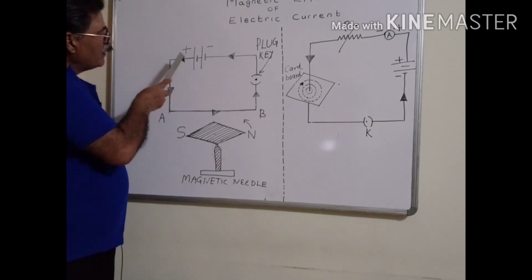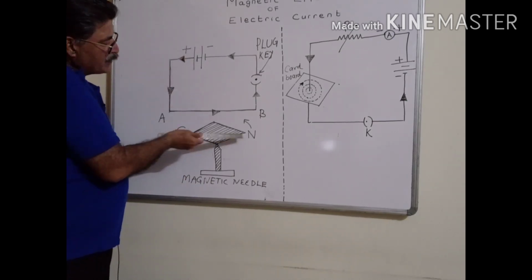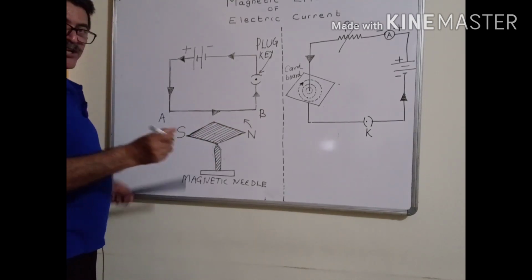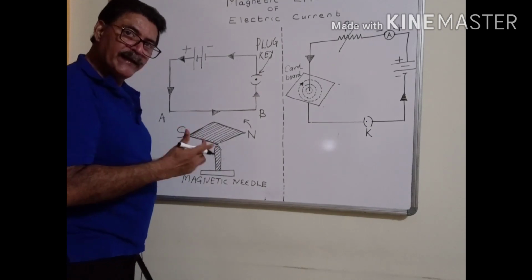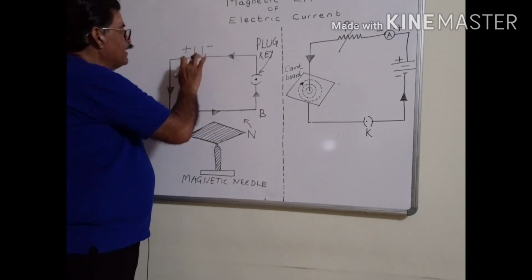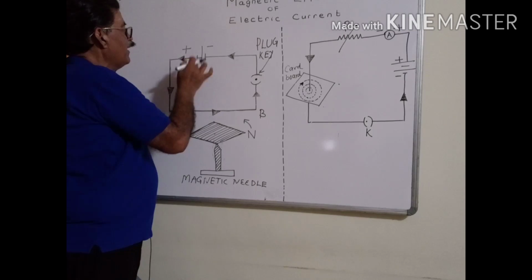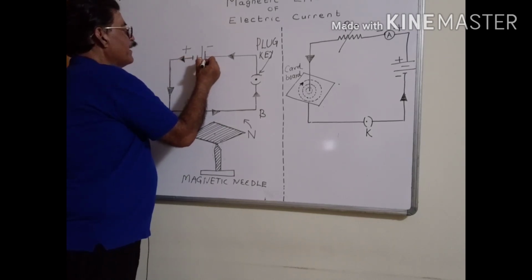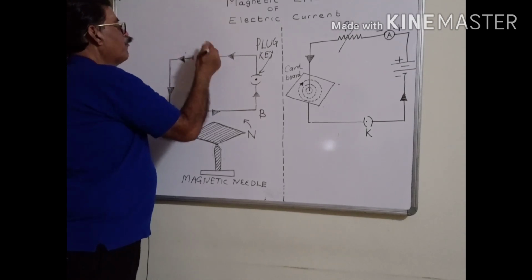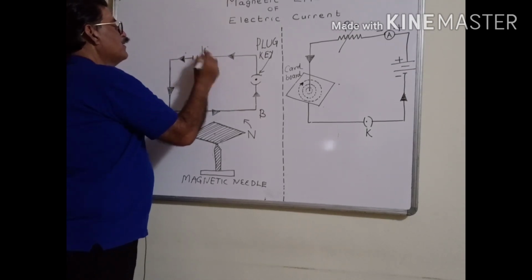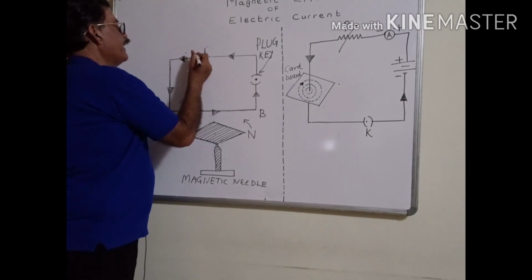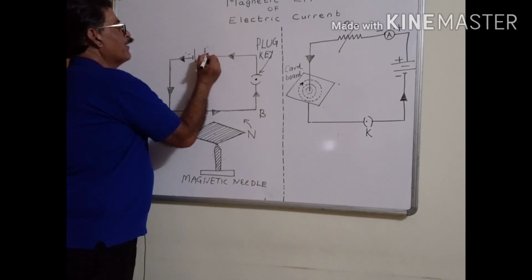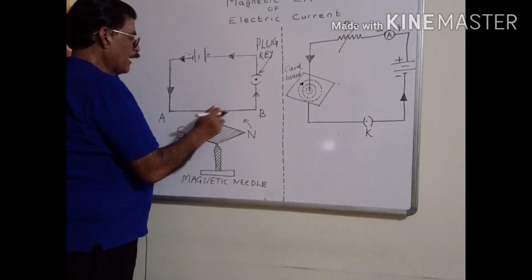Now you can see here there is a positive pole and you can see the north pole turning in this direction. Supposing we interchange the polarity. Changing the polarity means you are reversing the terminals. Supposing I make this terminal the negative and this terminal the positive, right? So if we change the polarity, this becomes negative, now this becomes positive, then what will happen?